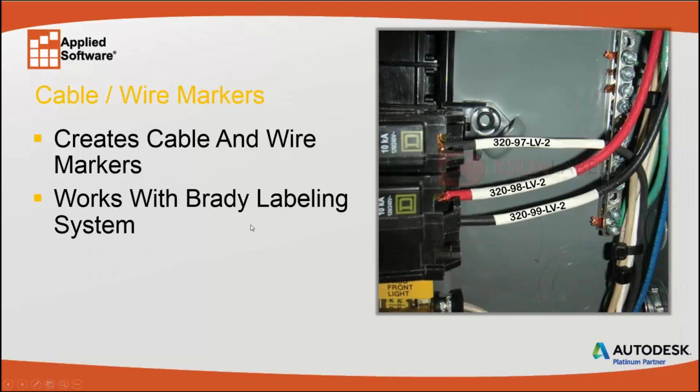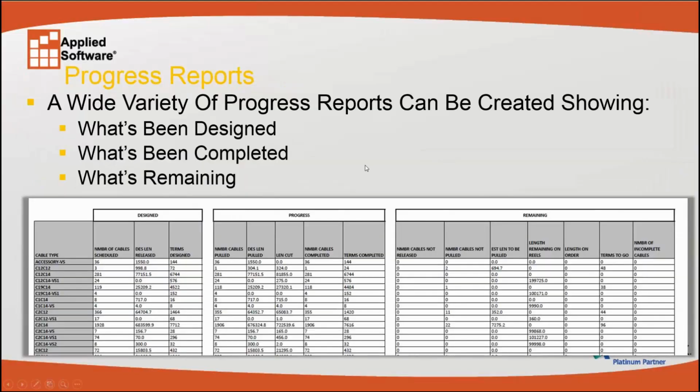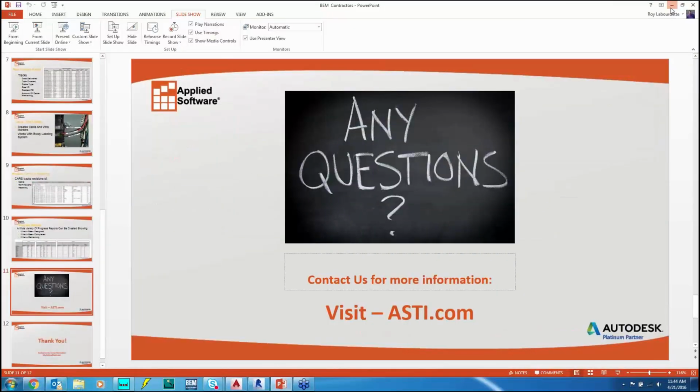We're also able to interface with the Brady labeling system to enable creation of cable and wire markers. And the program is going to keep track of revisions for us, revisions to cable, terminations, and raceways. So as things change throughout our project, we can keep up and be coordinated. And then we'll be able to get status reports: a list of the raceways and cables that are in design status, as they've been issued for construction, and the progress occurring in the field. That'll be able to be reported, as well as what work is remaining to be done.